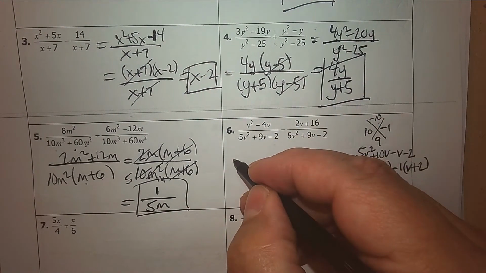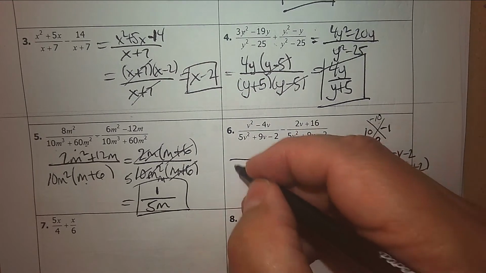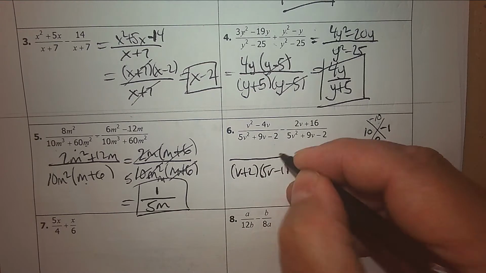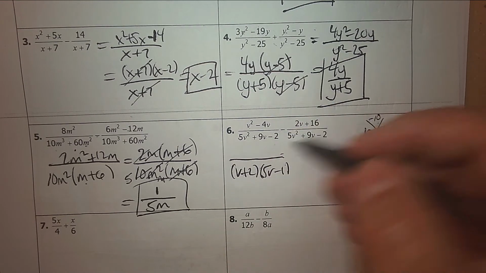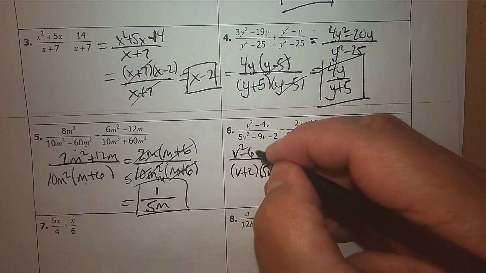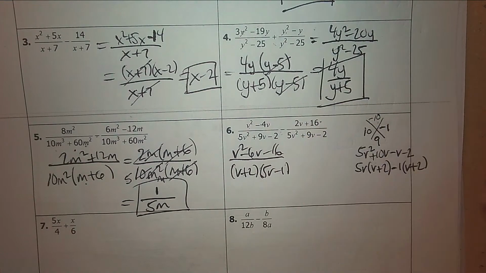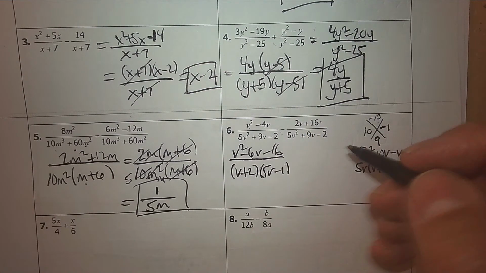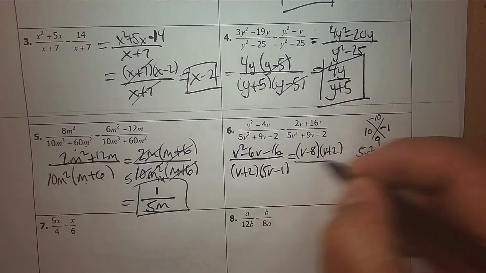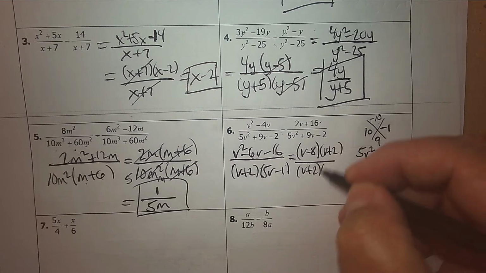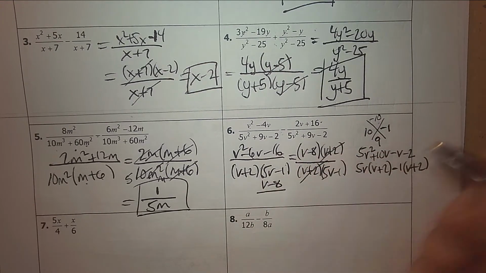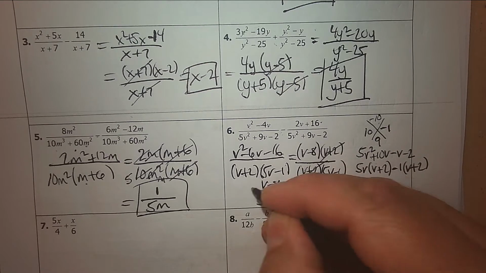So when I do a common denominator, I'm going to put in v plus 2 and 5v subtract 1. The numerator, I'm going to combine like terms. So v squared, that's it. Negative 4 subtract 2 is negative 6, and subtract 16. Factor the numerator, that's negative 8 and positive 2. Strike out what you can. And your final answer is v subtract 8 over 5v take away 1.